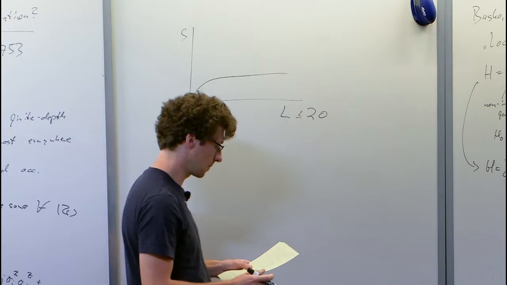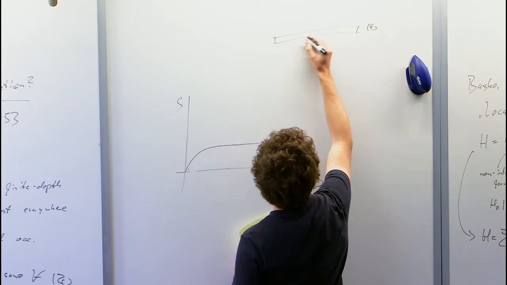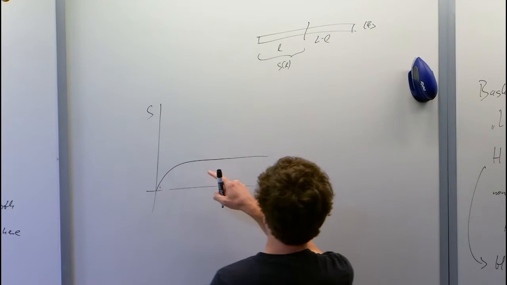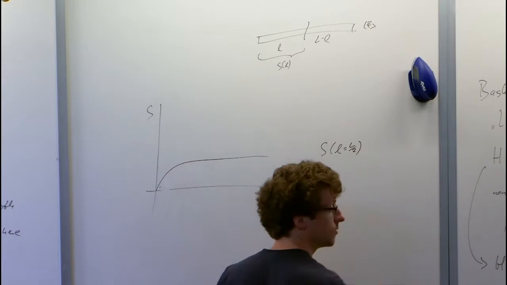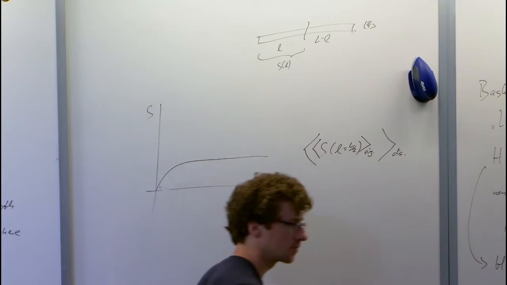What I've plotted here is the following. I'm calculating some eigenstate of the system and cutting it somewhere, so I have two blocks, and then I calculate the entanglement entropy for this. What I'm sketching here is the scenario where I always cut in the center of an open chain, and then I average over eigenstates, and then I average over disorder realizations, and then I observe an area law.